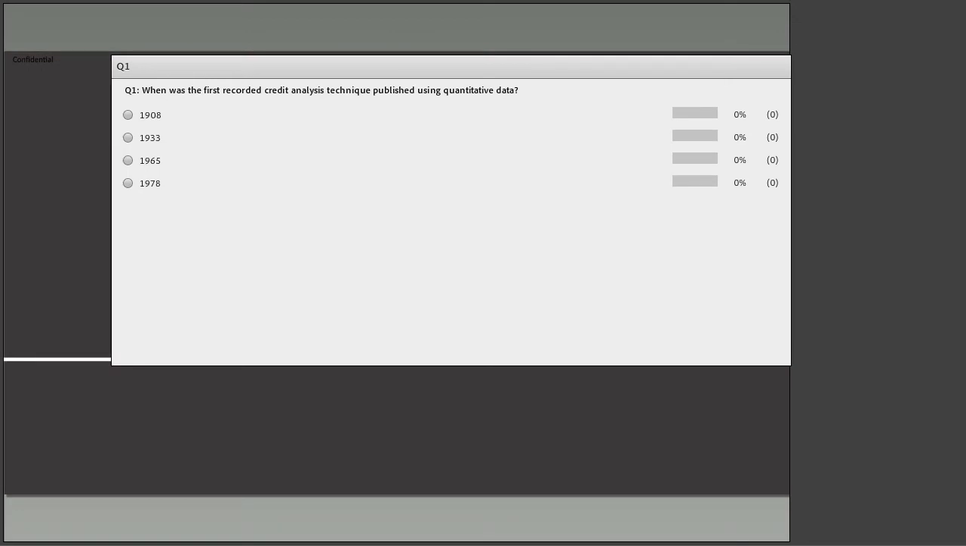So the poll should just be loading very shortly with Annabelle's assistance. And the question here is, how long do you think it's been since we've been using these quantitative analysis techniques that some of you may use in your jobs or in your academic studies? So the question is, when was the first recorded example of credit analysis techniques that use quantitative data? When do you think that was? How long do you think we've been using these techniques?